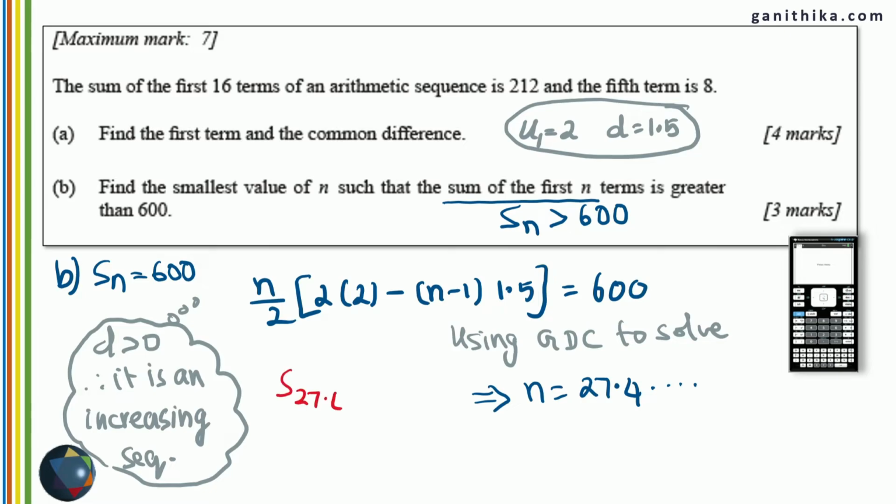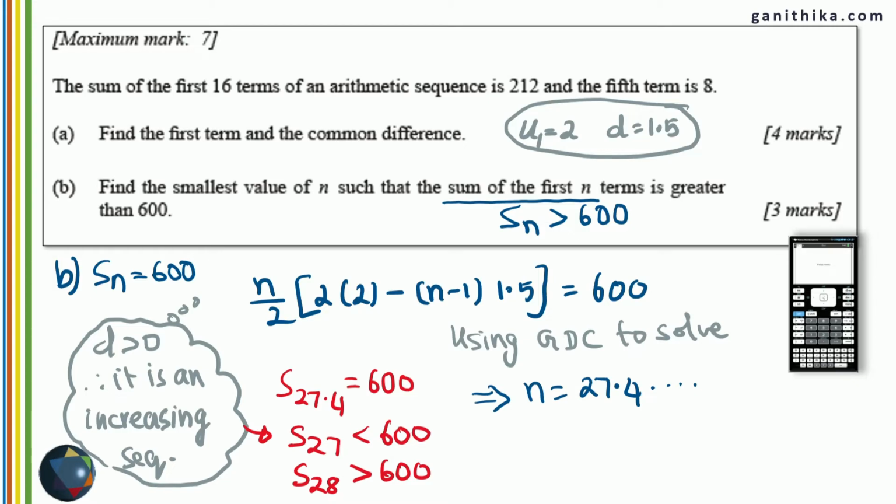So you should go back to this information where you have 27.4, summation is 600, right? So which will be more than 600 and which will be less than 600? This is an increasing sequence. The number before will be less than 600, the number after will be more than 600. Therefore the 27th sum will be less than 600. Sum to 28 terms will be more than 600.